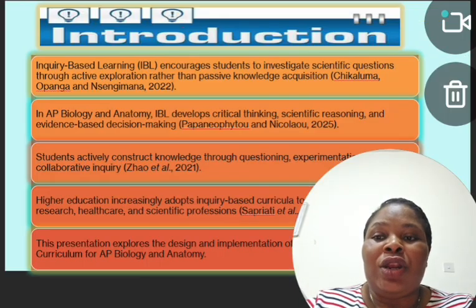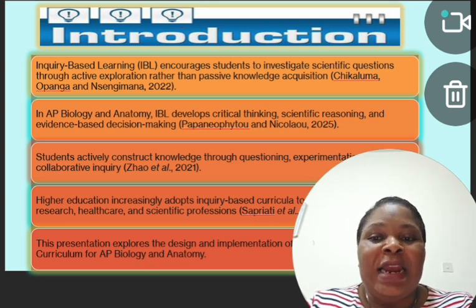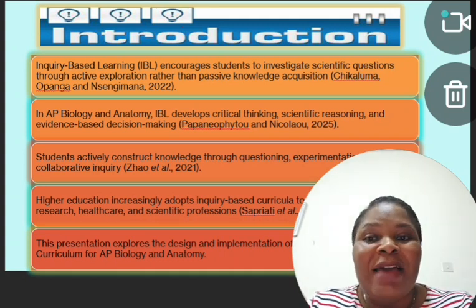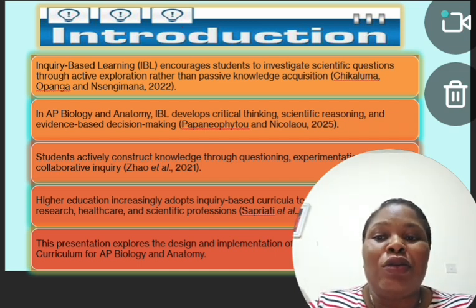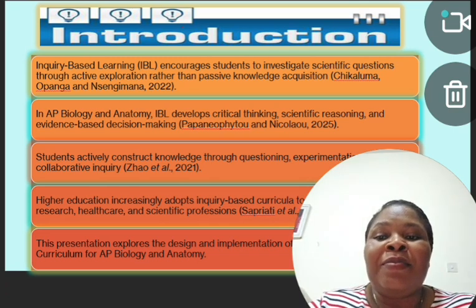So the introduction. In the introduction, we are going to be looking at inquiry-based learning as a learner-centered approach. It promotes students to investigate, question, and it helps them to analyze the evidence to gain their own understanding. As an active learning process, this is used to develop scientific reasoning, critical thinking, and practical problem solving in science subjects, especially in AP Biology and Anatomy classes, which I focus on majorly.